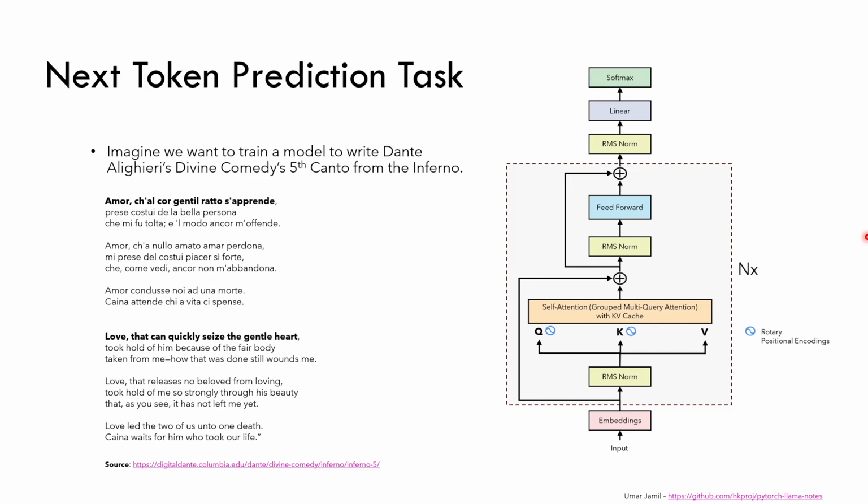So, for example, if we tell him a poem without the last word, probably it will come up with the last word that is missing from that poem. In this case, I will be using one very famous passage from Dante Alighieri's, and I will not use the Italian translation, but we will use the English translation here. So I will only deal with the first line you can see here, "Love that can quickly seize the gentle heart." So let's train LLaMA on this sentence.